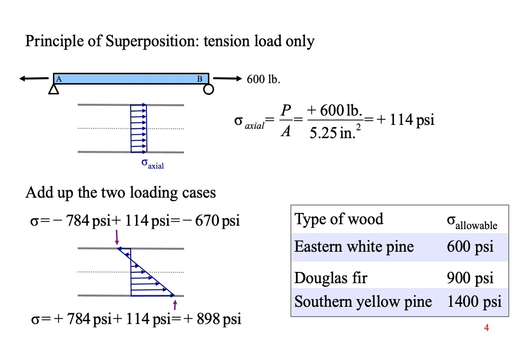You can look up in Appendix E to find out whether the beam is safe. The allowable bending stress is 600 psi for eastern white pine, 900 psi for Douglas fir, and 1400 psi for southern yellow pine. Based on this information, the beam would fail if it's made of eastern white pine. It's right on the edge of failure if it's made of Douglas fir, and it's plenty strong enough if it's made of southern yellow pine.